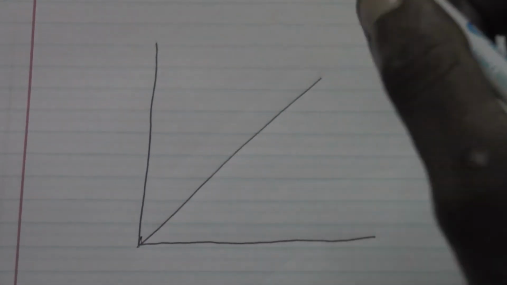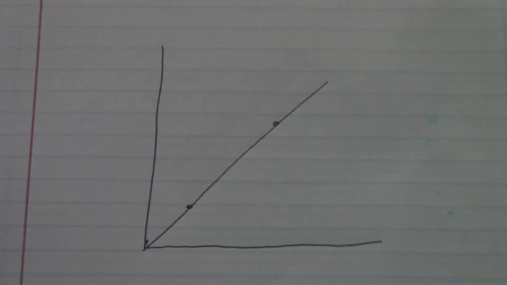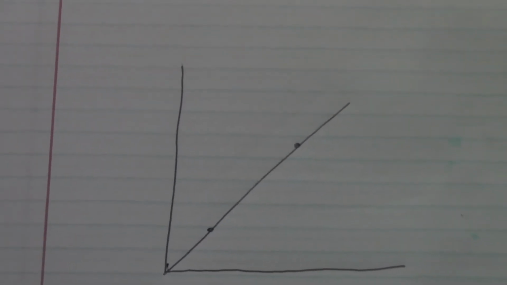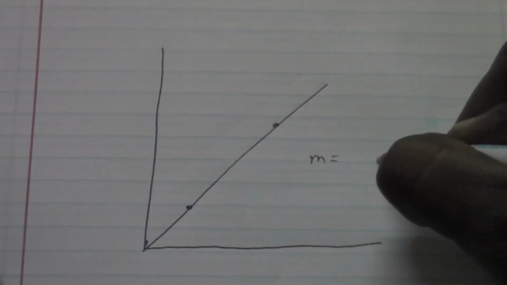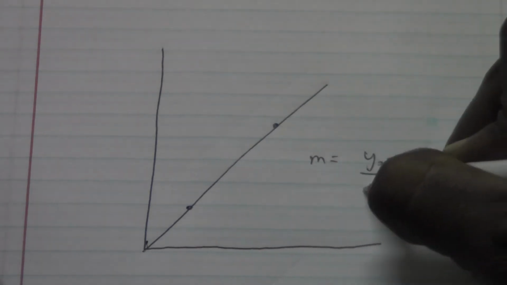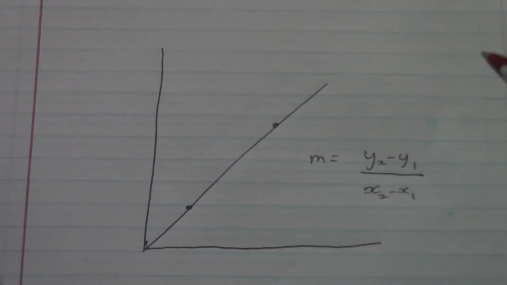Okay, to get straight to the point, the derivative of a function is basically the gradient of the function at a point. Or let's say the gradient for now. We know the gradient of a function, m, is simply y2 minus y1 over x2 minus x1. This is the definition of gradient we know from secondary school.